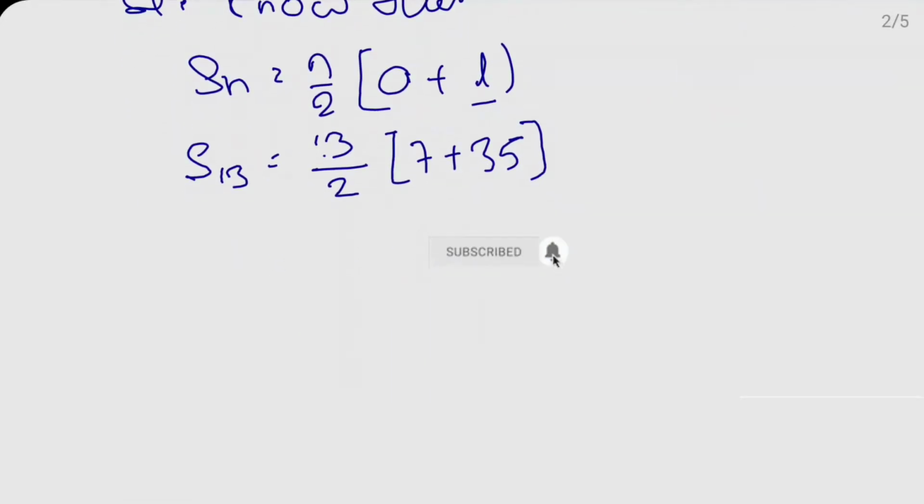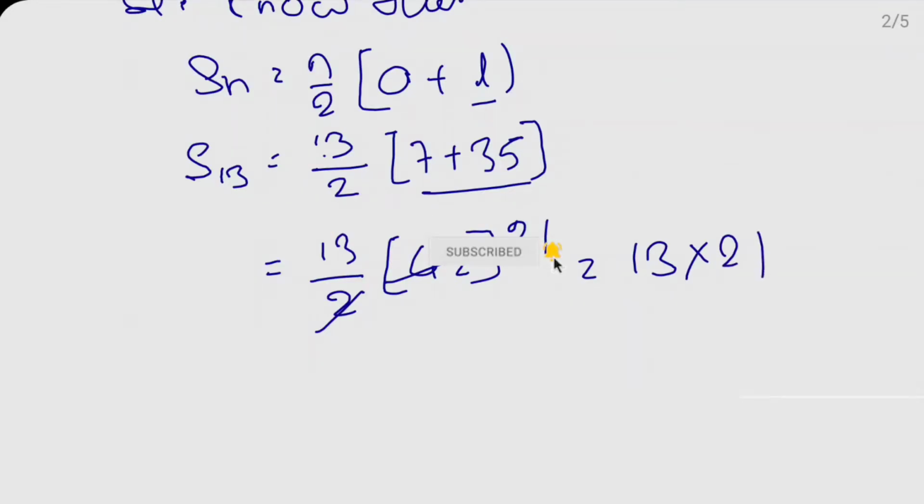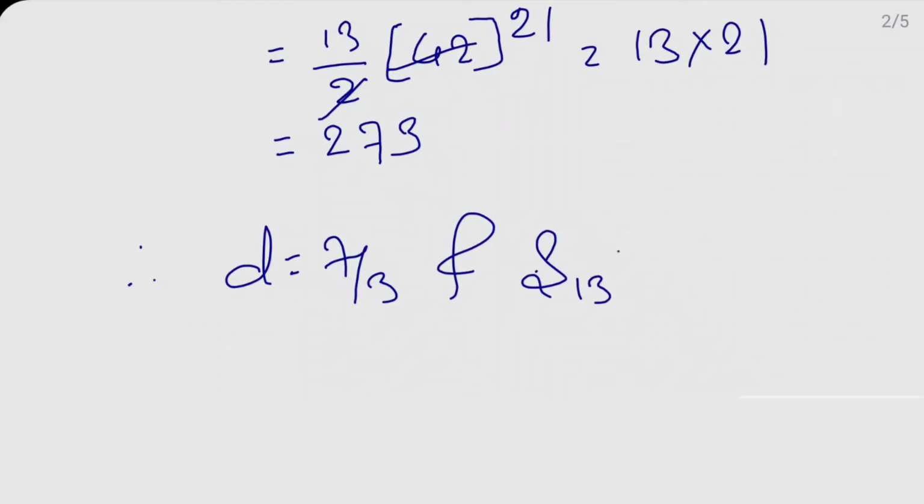and now 13 by 2 as it is, and 7 plus 35 is 42. So here 2 1s are 2, 2 21s are 42. So remaining term 13 into 21. So make this multiplication, we got 273. So write down the conclusion here. Therefore d is 7 by 3 and S13 is 273. Is it clear?